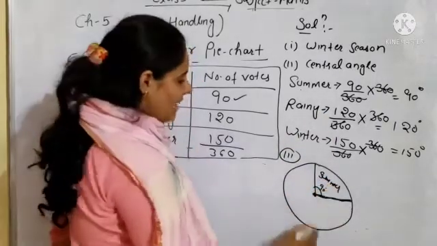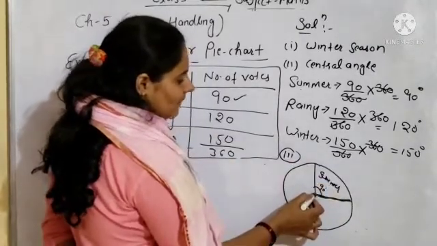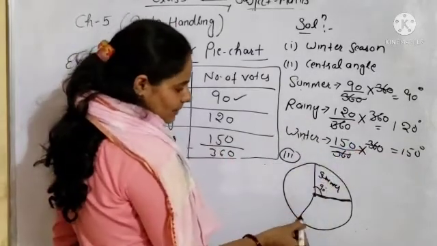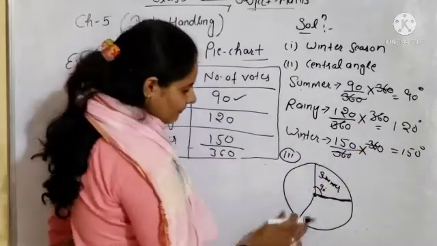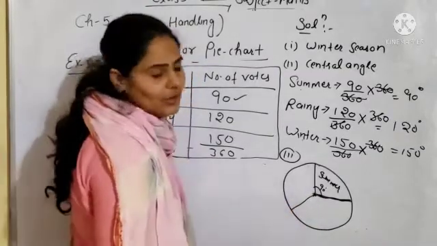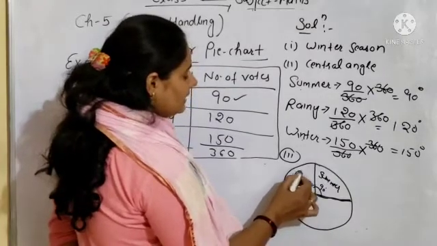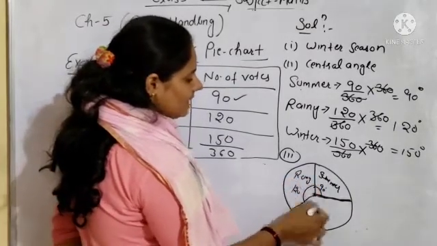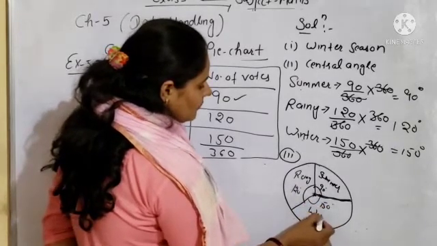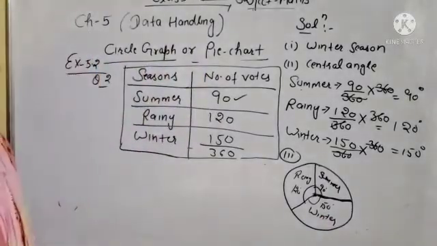Is it clear? After that you rotate your protractor, put it at this point, and make an angle of 120 degrees. This one is 120 degrees and this is the rainy season, and the remaining part will be 150 degrees, the winter season. Is it clear? Like that you have to draw the pie chart.